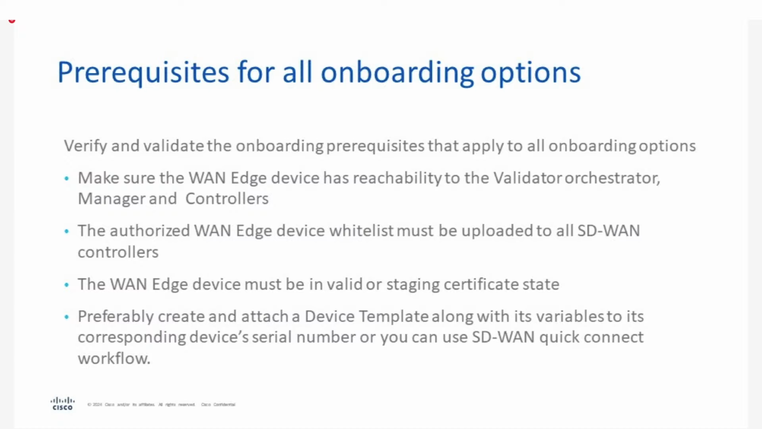For the onboarding option, we have some prerequisites. The first thing is obviously that the edge has to have reachability with the validator, because the validator is the first point of contact. That is the basic requirement. The second thing is the authorized WAN edge should be whitelisted and uploaded to the controllers. When I say whitelisted, the edge serial number should be uploaded in the PNP portal, or the certificate serial number should be there in the vManage and all the other controllers.